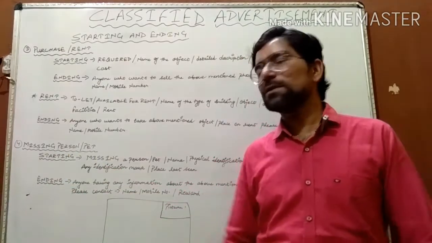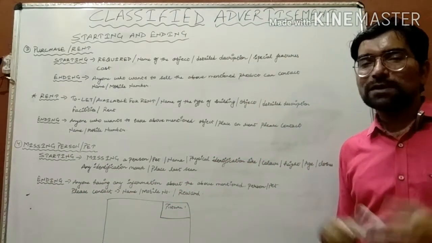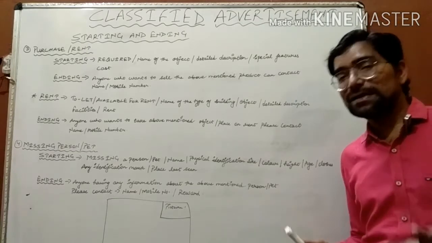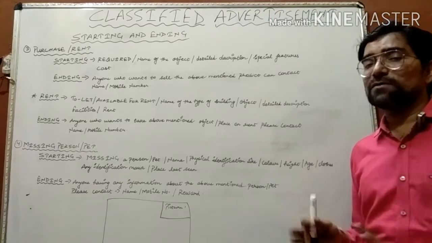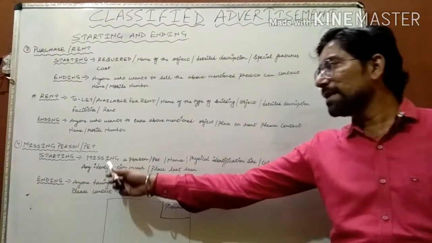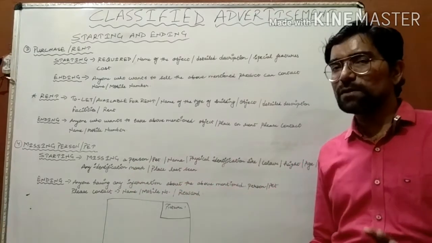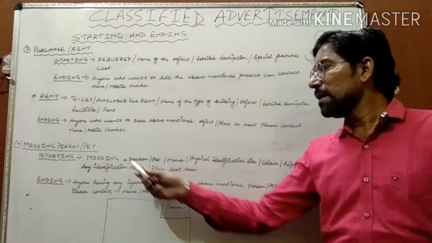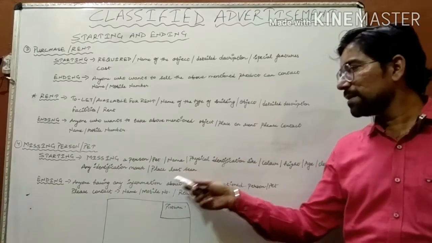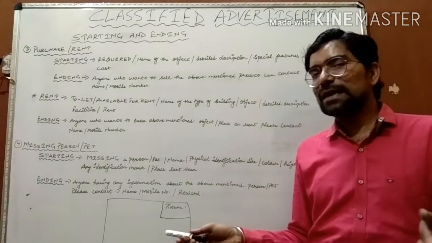Next is missing person or pet, fourth category. If a person is lost or a pet is lost, then how to draft a classified advertisement for that? So the heading is going to be missing a person or pet. Name of the person should be given there. Then the name. What is the name of that person or the pet that has been lost?